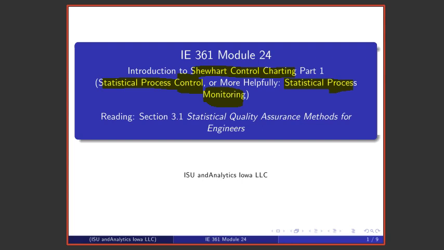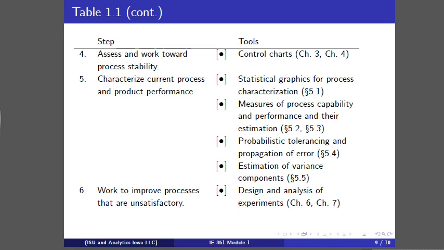The context is this six-step quality assurance cycle of Bergman and Joe, and in particular, step 4, this assessing and working toward process stability, where the tools are the tools of control charts.